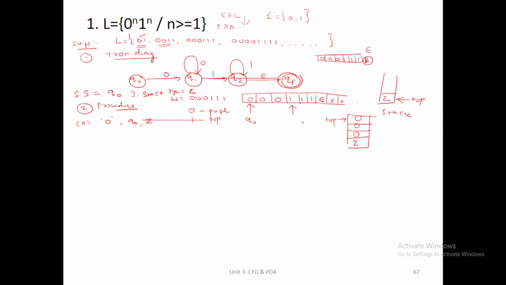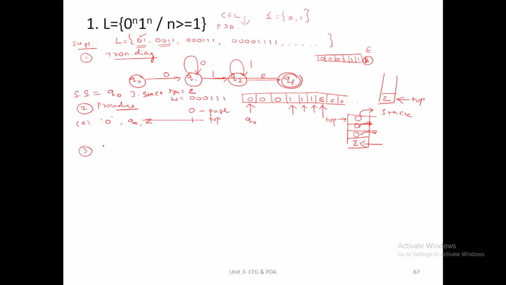If the control head reads the first 1, you should pop that 0 from the stack. If the control head reads the second 1, you pop the next 0 from the stack. If the control head reads the last 1, the last 0 will be popped. Now, if the control head reads the epsilon symbol and the stack contains Z, you should stop the procedure. In this way, we should write the procedure.